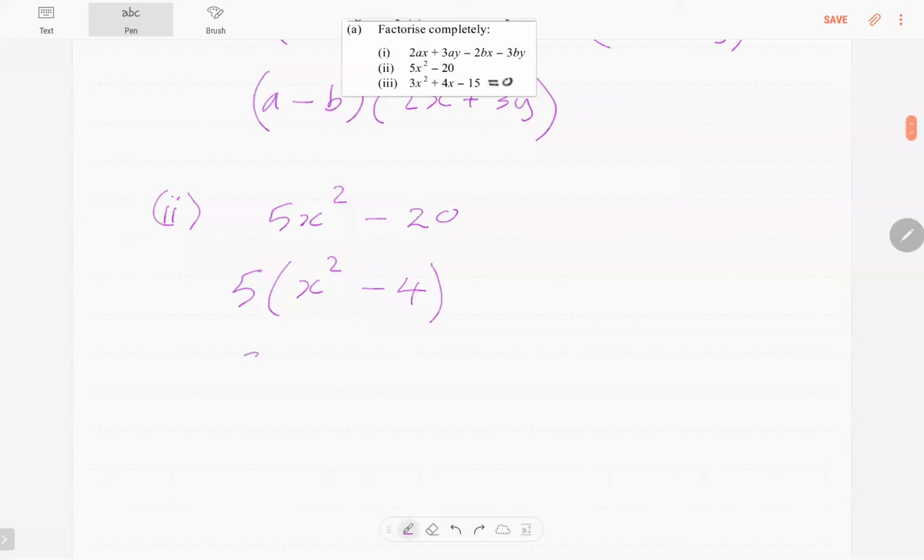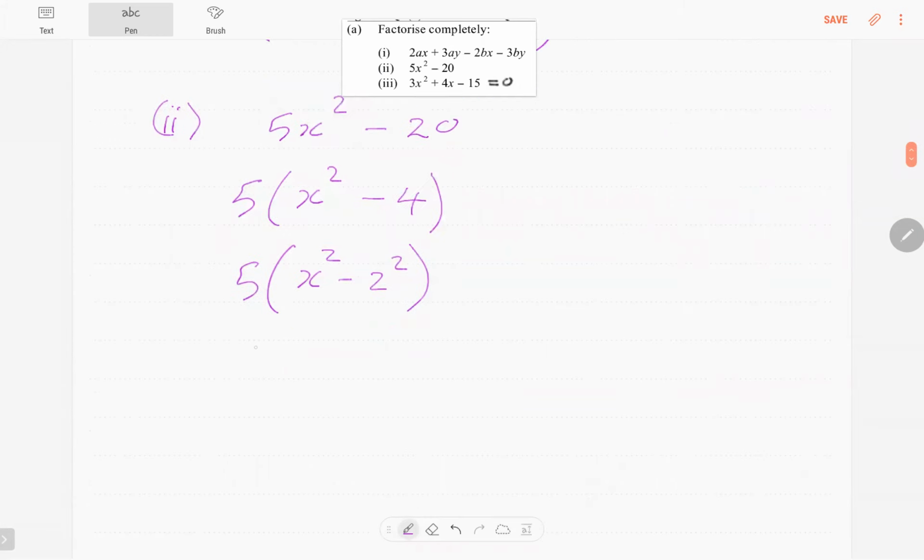And so it becomes 5 bracket x minus x squared minus 2 squared in the bracket there. So I've written the 4 as 2 squared. And now you have the difference of 2 squared. And so it becomes 5 bracket x minus 2 times x plus 2. And basically that is it. Factorize it completely now. That's that.